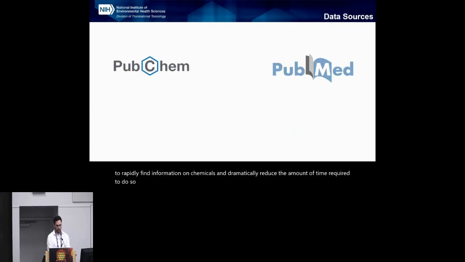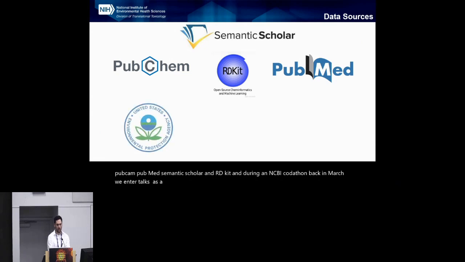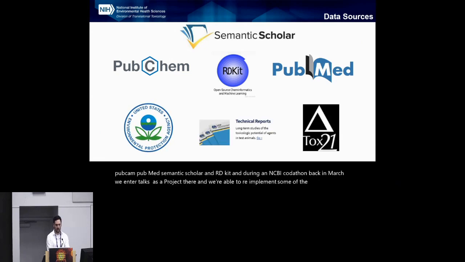Some of the data sources that were already incorporated into ChemCrow included PubChem, PubMed, Semantic Scholar, and RDKit. During an NCBI Codeathon back in March, we entered ToxPipe as a project there, and we were able to re-implement some of the ChemCrow tools. We're also working to implement other data such as the EPA CompTox dashboard, NTP technical reports, and other internal toxicological databases.